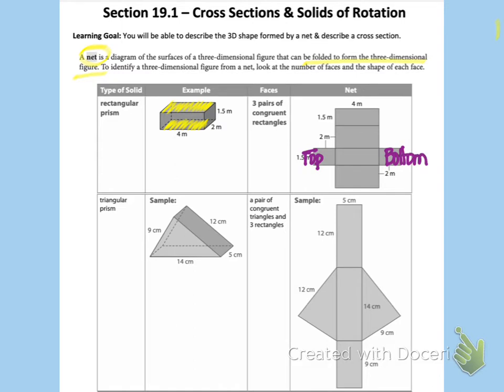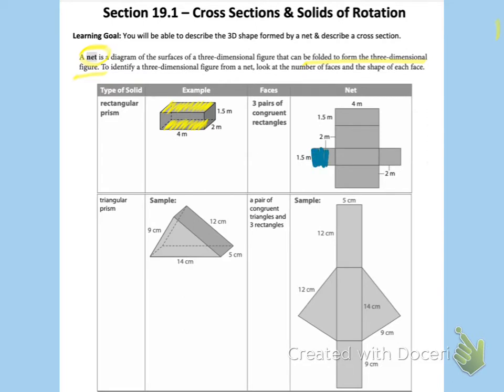This whole thing makes up the sides, right? These would kind of wrap around, and that would form our sides. Now, as far as this question here, you can see they have it described as the faces being a pair of congruent rectangles.